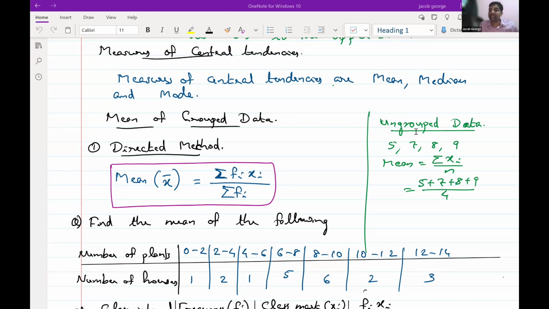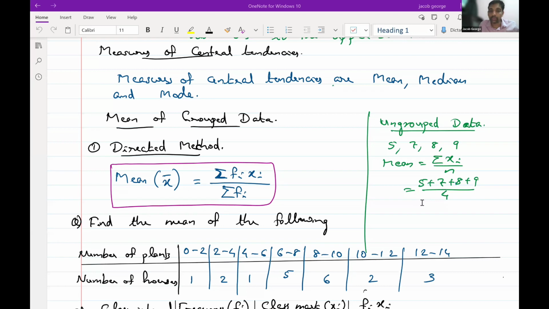Grouped data means the class interval and frequencies are given. That data is called grouped data. Look at that question: 0 to 2, class interval is given. Then 2 to 4. After that, 4 to 6. This type of class interval and the number of houses. Number of houses means that is the frequency. Okay. So class interval and frequencies are given.